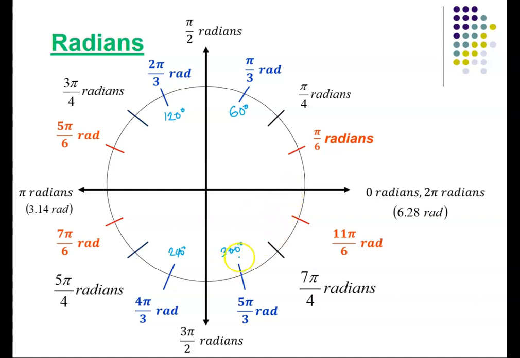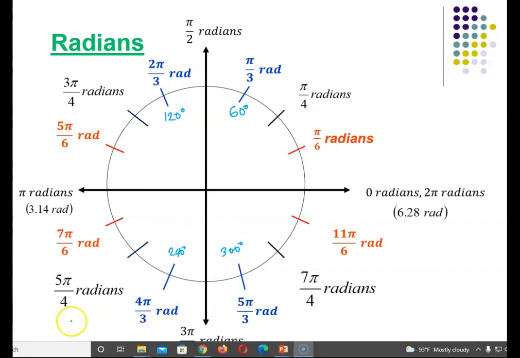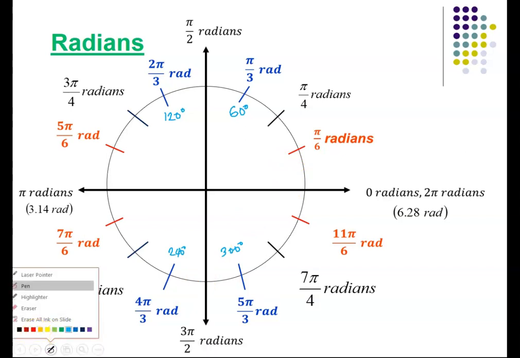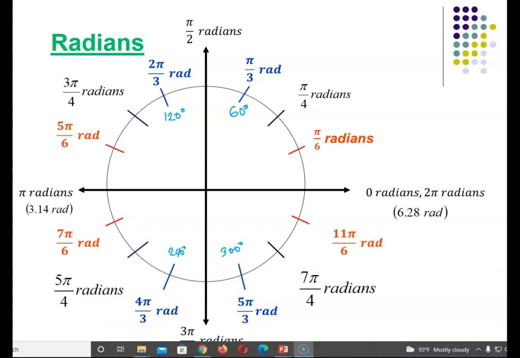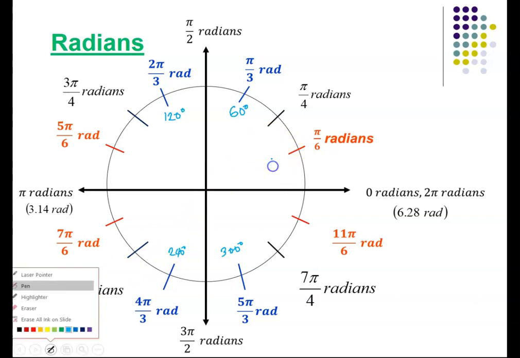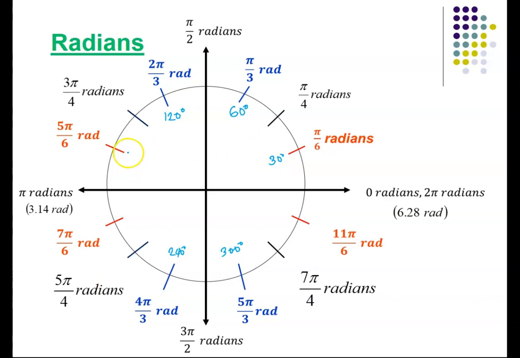300, that is 360 minus 60. And then the other one, the red one, okay? The red one is by 30, so therefore we will have 30 degrees. This one is 150. This one is 210, and this one is 330 degrees. So these are the conversions of radians into degrees and degrees into radians.